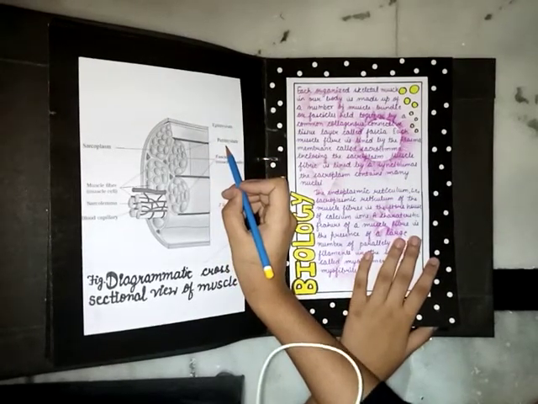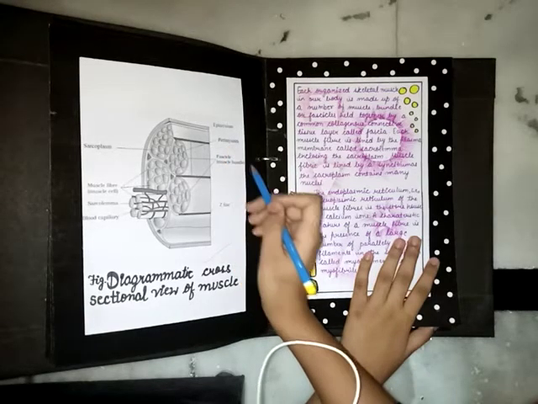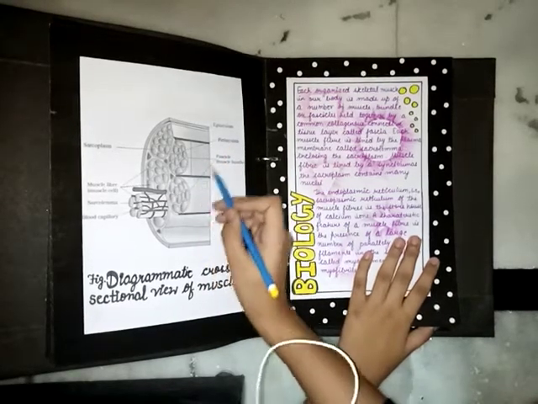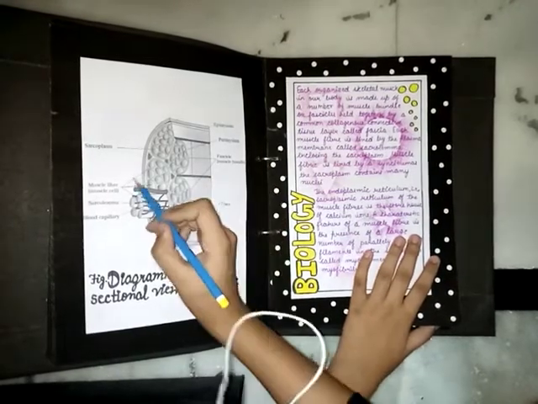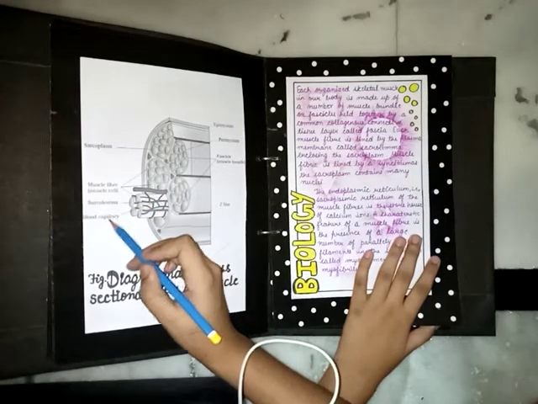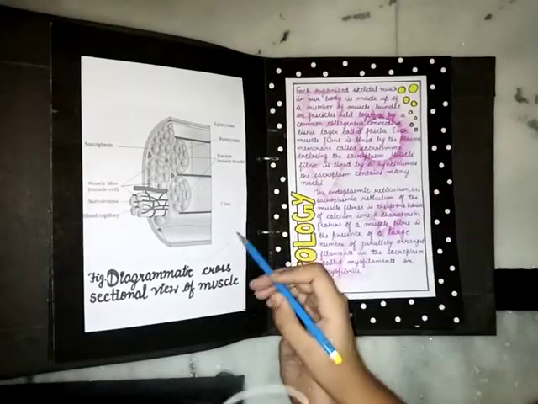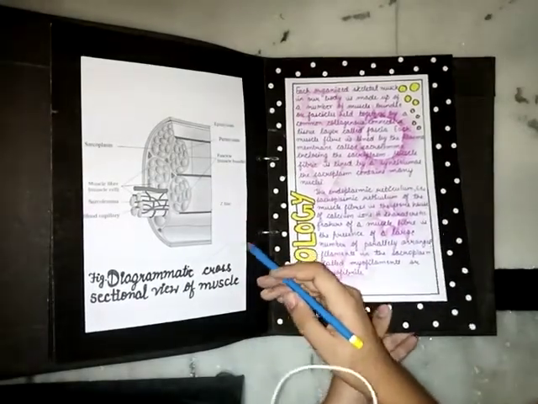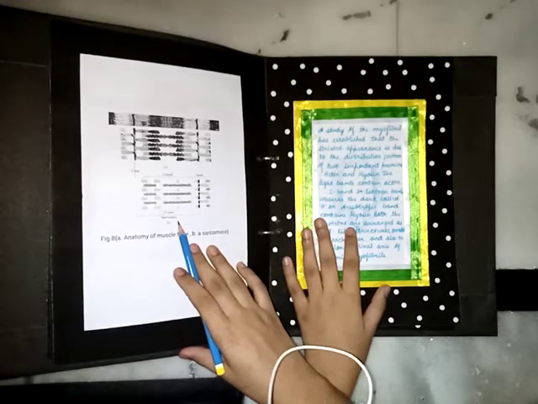Perimysium is the outermost layer of muscle fiber bundles, that is fascicles. These are fascicles, also known as muscle bundles. These are muscle fibers, called muscle cells also. They are sarcolemma, blood capillaries, and sarcoplasm. This picture is the diagrammatic cross-sectional view of muscles. So this is anatomy of muscle fiber, and this is a sarcomere.